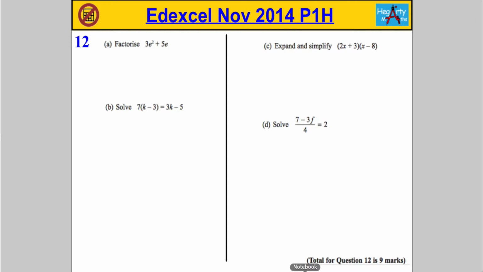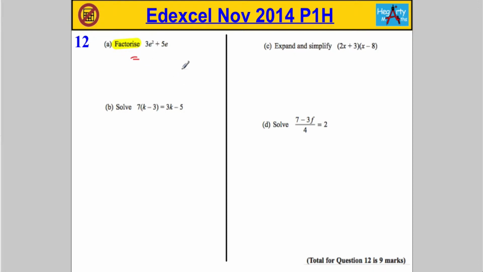Question 12. Part A, we're asked to factorise 3e squared plus 5e. Okay, just to draw your attention to the fact that it just specifically said to factorise. That actually helps us out a little bit. It means that we're either going to have a number or a letter outside the brackets in this case.